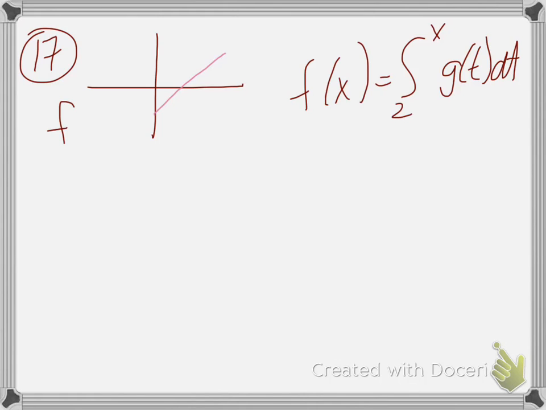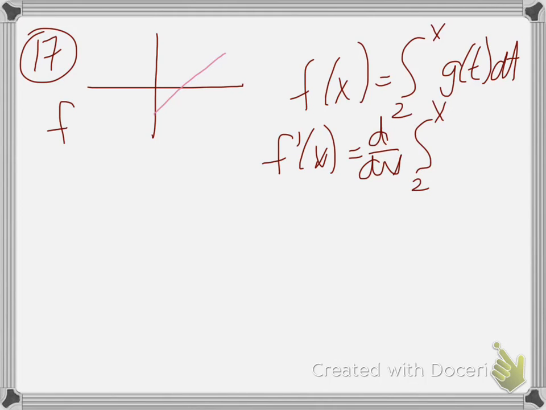Okay, so this is number 17. You were given this picture of the graph of f, and you were given f of x is the integral from 2 to x of g of t dt, and you need to find what is the graph of g. Okay, so right now it looks like you have absolutely nothing, which is kind of true, but hopefully you're recognizing that this integral looks something like the second fundamental theorem of calculus. So since we have no idea what to do, why don't we just take the derivative of both sides and see if that leads us anywhere.